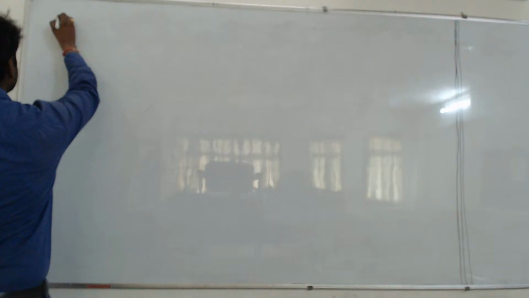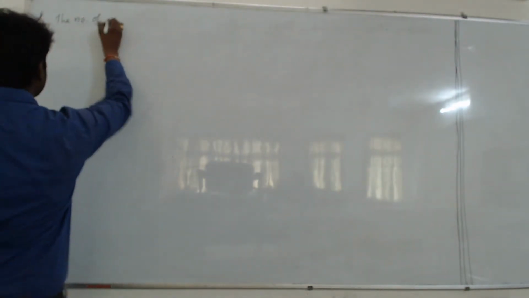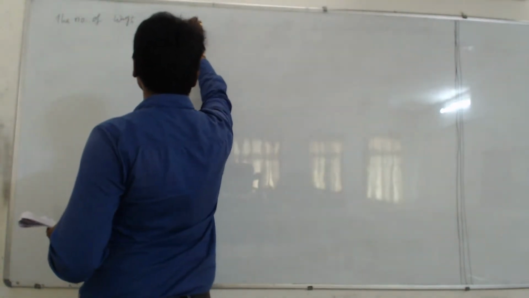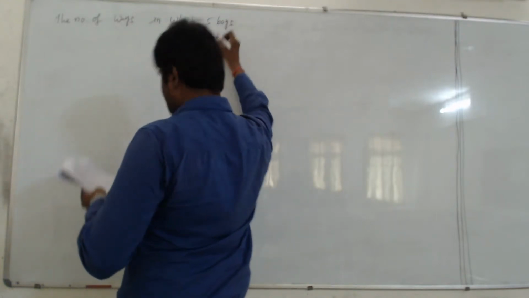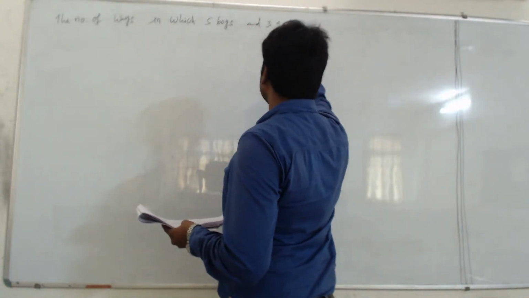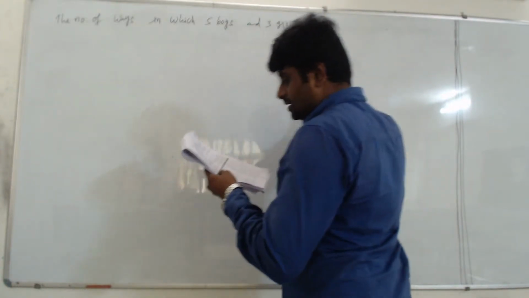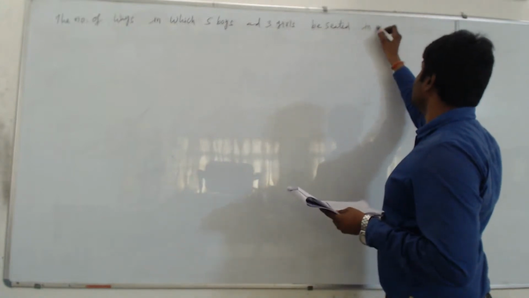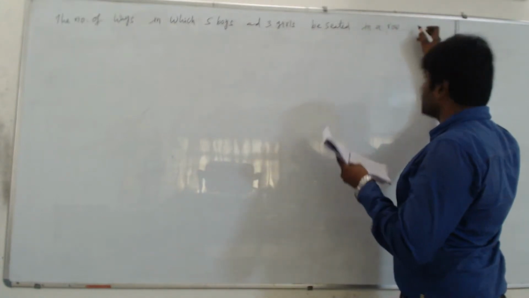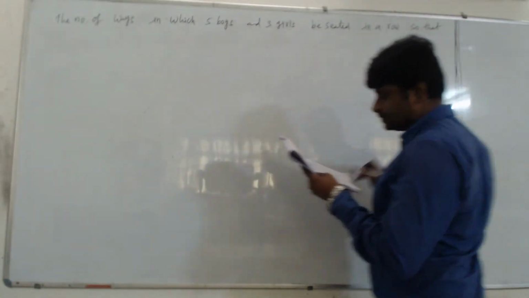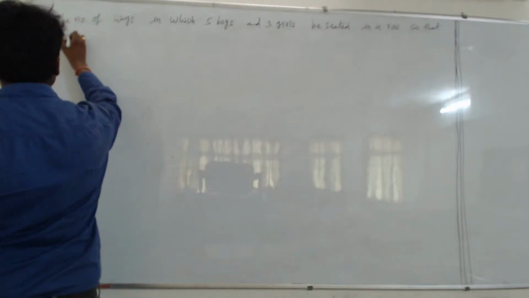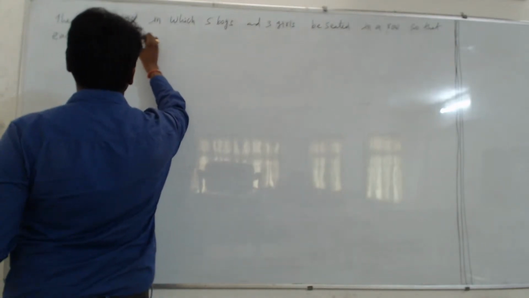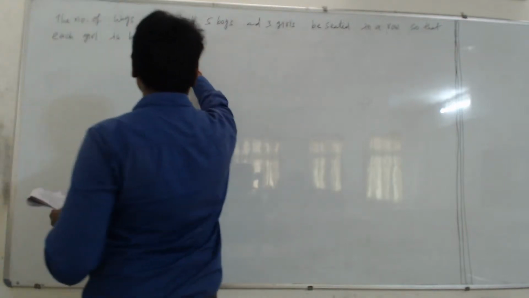Now, the number of ways in which five boys and three girls can be seated in a row so that each girl is between two boys.